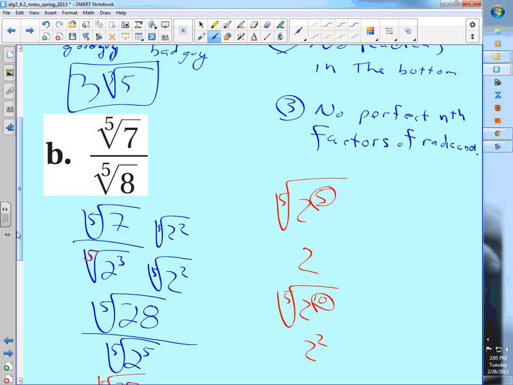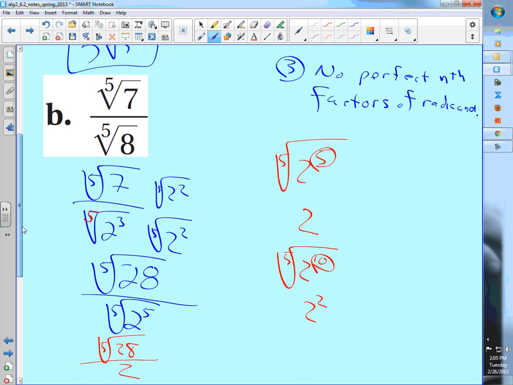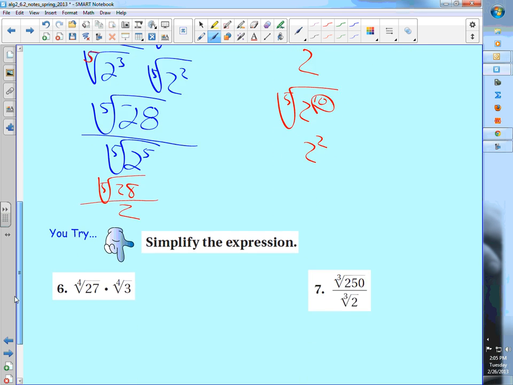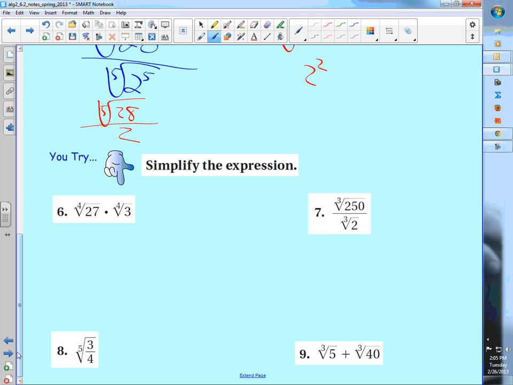Questions? This is a hard problem right now. On a scale of 1 to 10, in a week this is going to be a 2 for you. You're going to be able to do this problem in your sleep. Right now, it's confusing to get used to these new indexes. Okay? It's very confusing. Take a look at these 4 and see how you do with these.